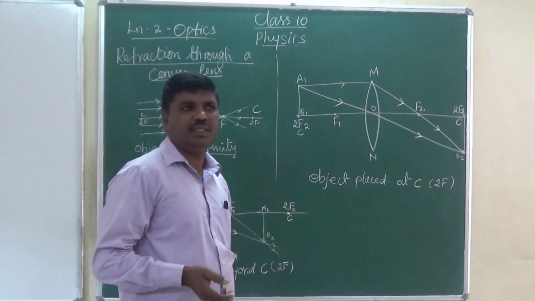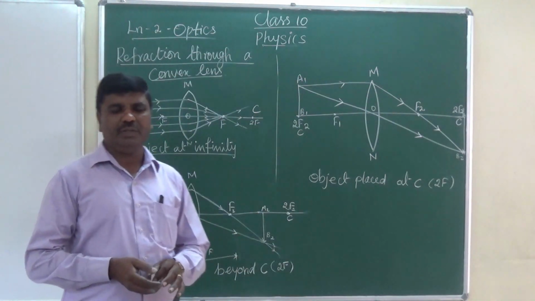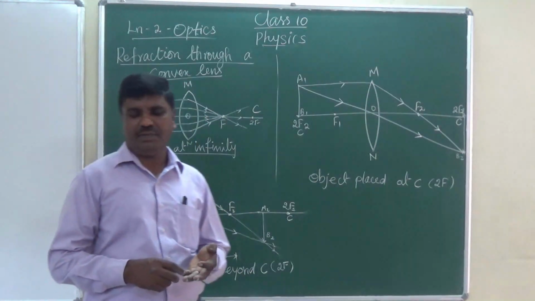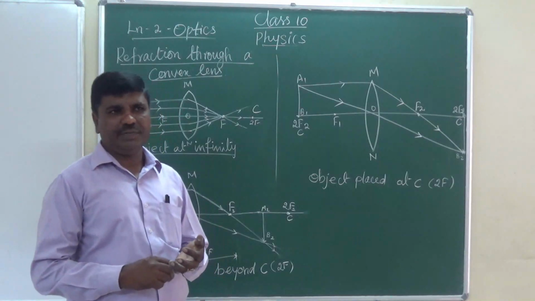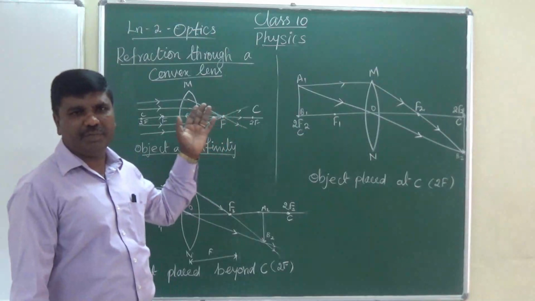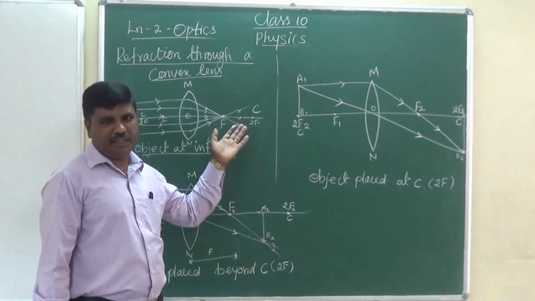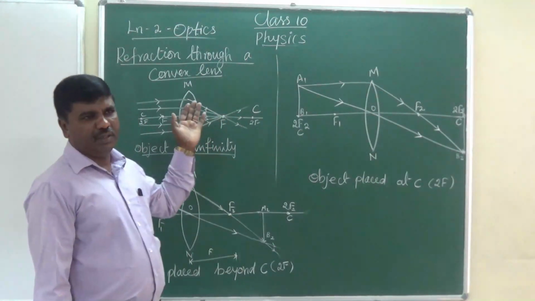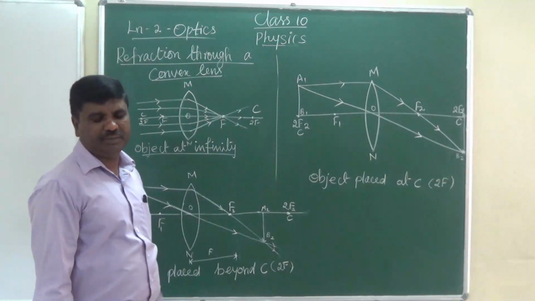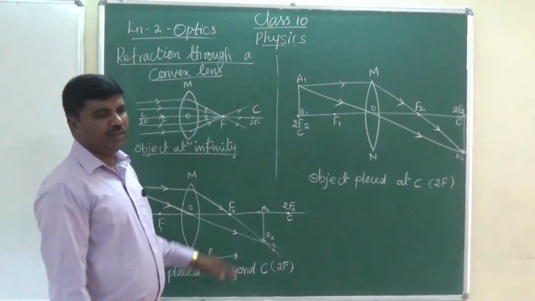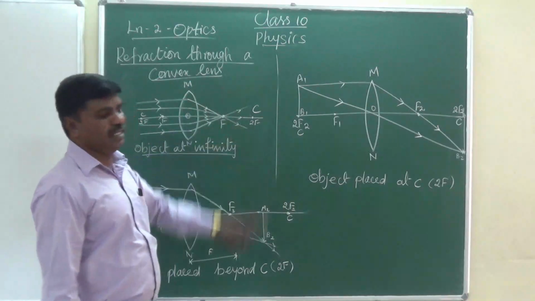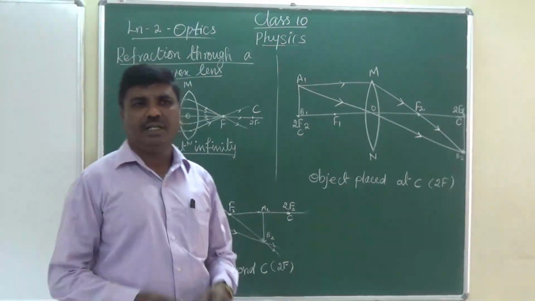Good morning students. Next we are going to see about the same lenses, that is the convex lens and the concave lens. So what is the difference? Last class we saw how images are formed by using the concave lens and the convex lens. Here we are using the same lenses, convex and concave. So here we are going to see refraction through a convex lens. What is it? Refraction through a convex lens.